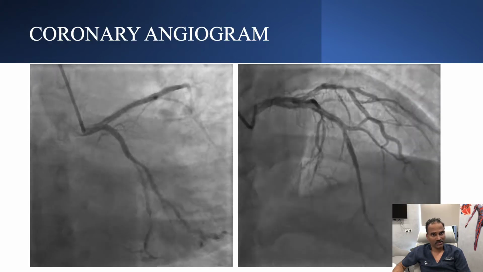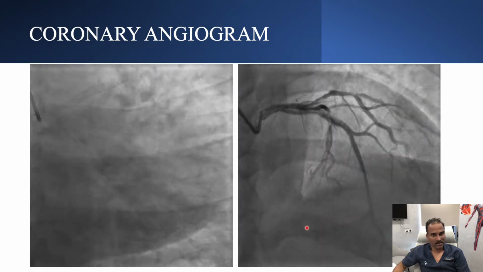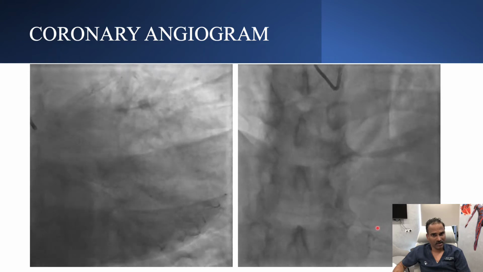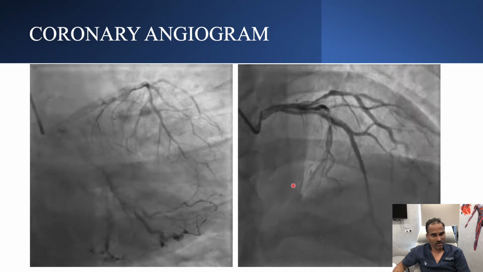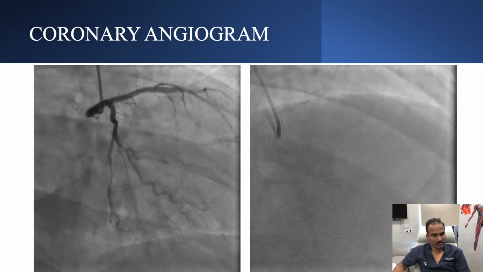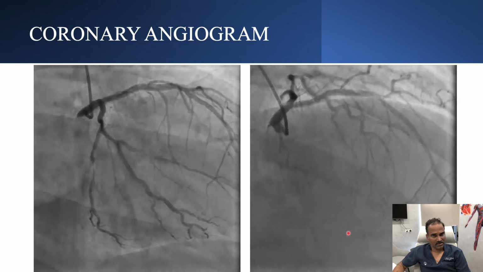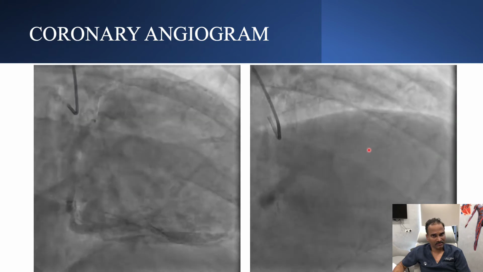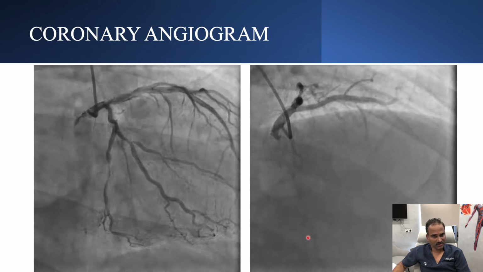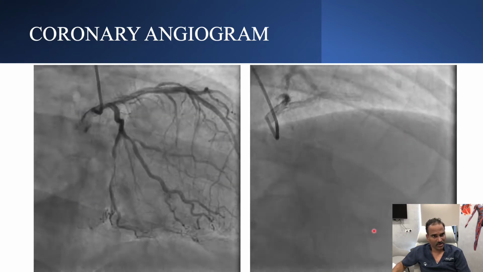You can see the stent is patent in LAD and RCA is filling from collaterals from LAD, and there are two kinds of collaterals. One is filling PDA, another is filling RV branch. This is again the same patent stent, and this is a septal collateral which is filling PDA, and these septal collaterals are filling RV branch.